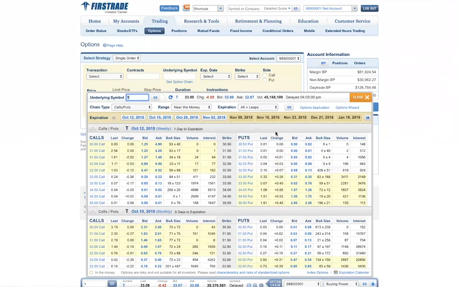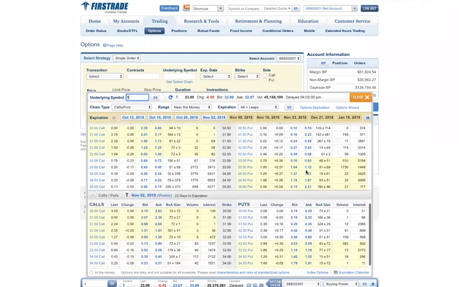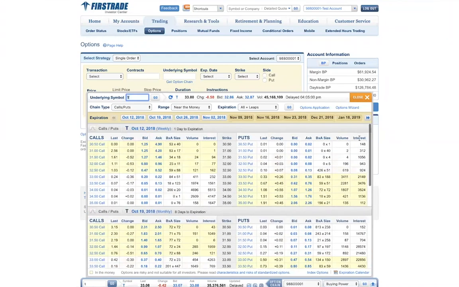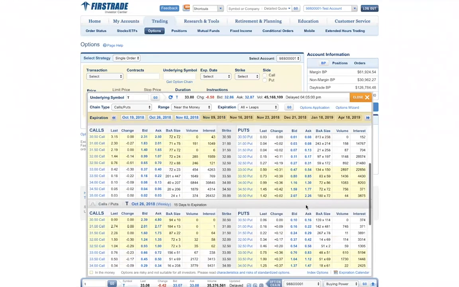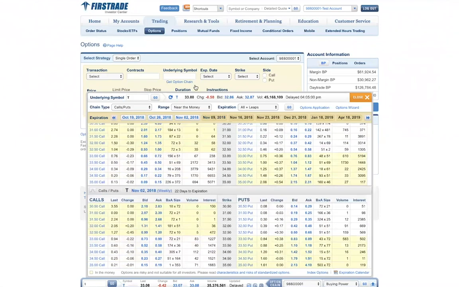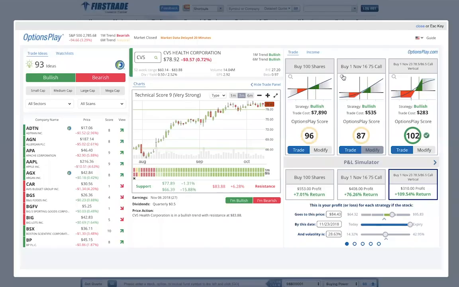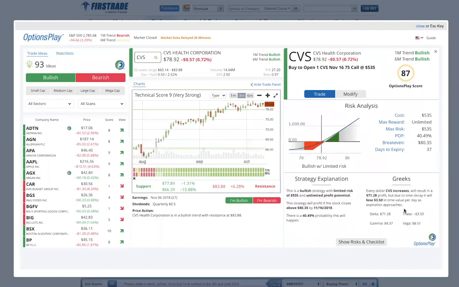I think you're saying that there's no delta in the option chain. That is unfortunately one of the limitations of the option chain. So that's really why we encourage you to take a look at Options Play. And if you want to find the delta of an option, we have the delta right here.